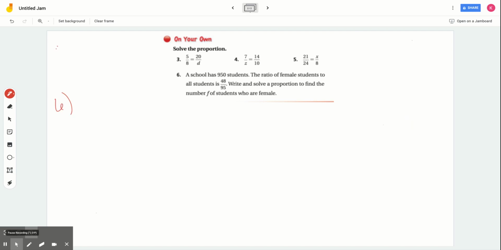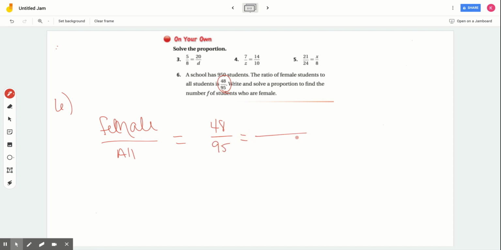Number 6 says a school has 950 students. The ratio of female students to all students is 48 to 95. Write and solve a proportion to find the number F of students who are female. So we are comparing female students to all students. We know that we can have our beginning ratio like this, 48 to 95 is equal to how many out of 950? Because the school has 950 students, that is all of their students.